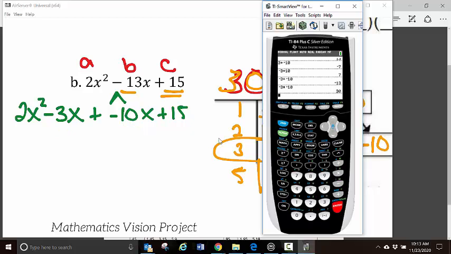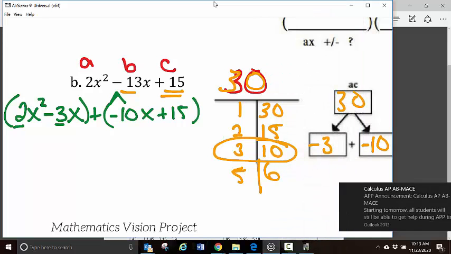It says to split B and add parentheses. And I haven't actually changed my equation because negative 3x plus negative 10x is negative 13. You always have to have a plus in the middle to make this work. And so we're just rewriting it because now we can do the greatest common factor. So we could go back to our sheet and say, what did 2 and 3 have in common? And it turns out the only thing that they have in common is a 1.